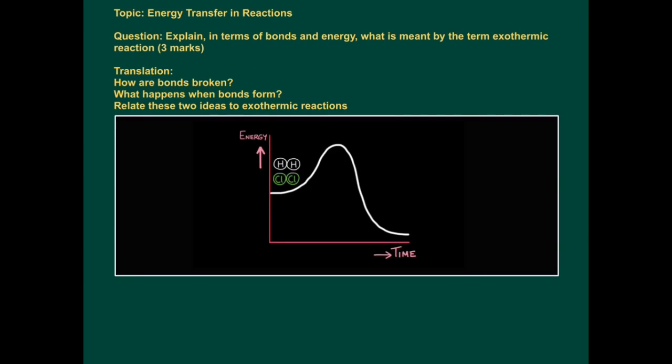In this exam application tutorial, we're looking at energy transfer in reactions. The question, for 3 marks: explain in terms of bonds and energy what is meant by the term exothermic reaction. The translation is: how are bonds broken, what happens when bonds form, and relate these two ideas to exothermic reactions.